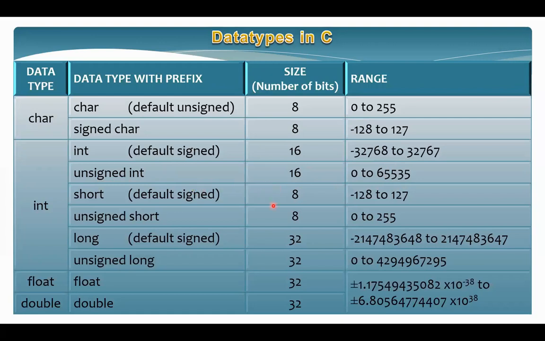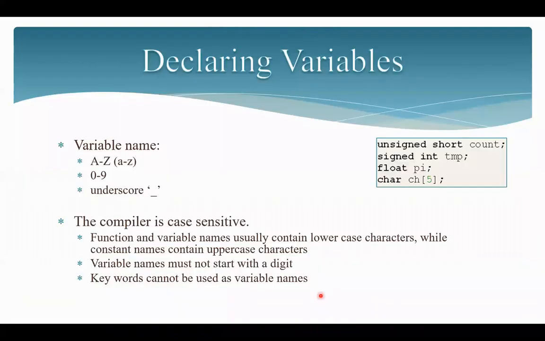And if you want to store 8-bit numbers, you can use the keyword short. And if you want to store 32-bit numbers, you can use the long keyword. Similarly, you have float and double. They are used to store floating point numbers, and they occupy 32 bits in the memory.